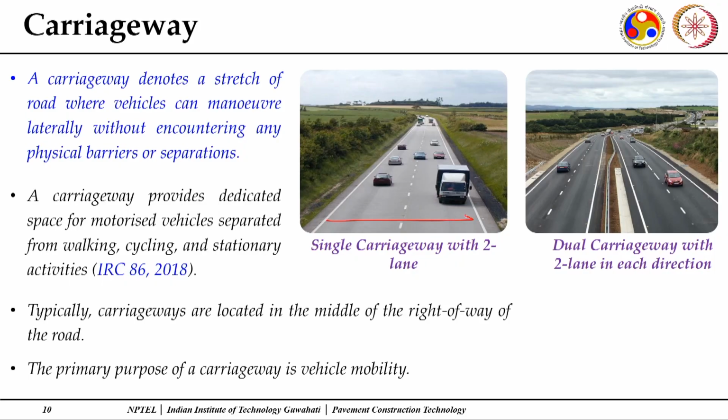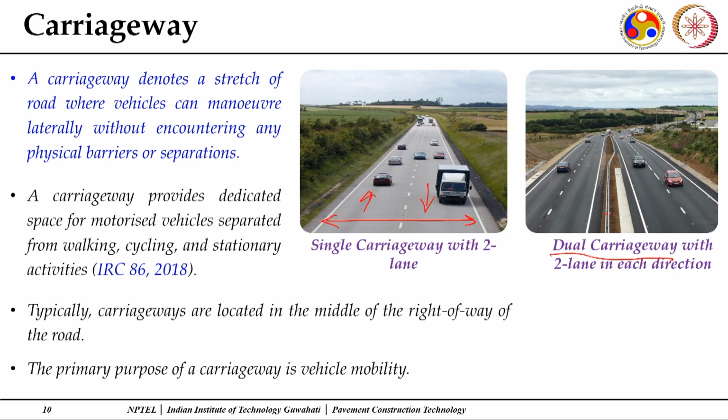The carriageway was the one term which we discussed: the carriageway is the surface over which the vehicle moves. A carriageway denotes a stretch of road where vehicles can maneuver laterally without encountering any physical barriers. Here you can see this width is available for the vehicles to move. There is a marking, so half of the width is available for this direction of vehicle, half for the other direction of traffic. Here a term is used, dual carriageway. Dual carriageway means the two directions of traffic are separated.